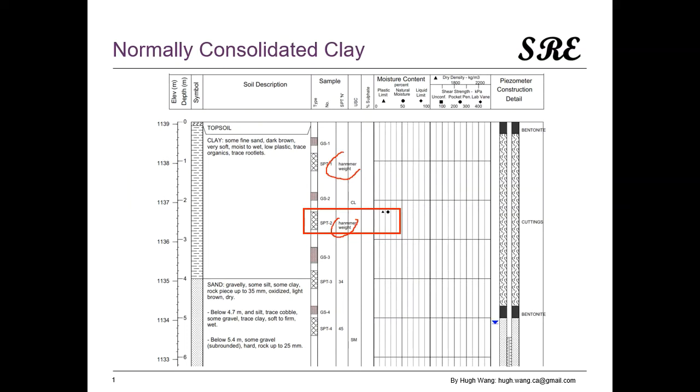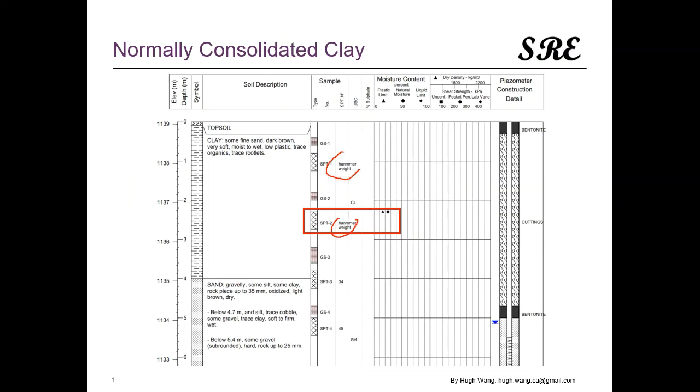So it says the SPT sampler penetrating into the ground under the weight of the drill rod and hammer. So we would expect this clay is very soft, very weak. Second thing, look at the SPT2 here. Atterberg limits test was done on this sample.